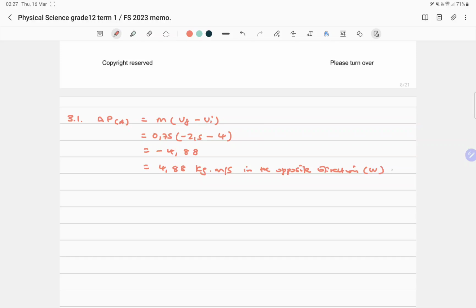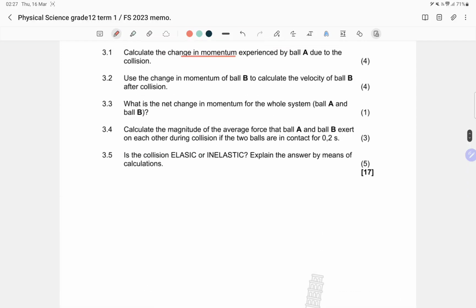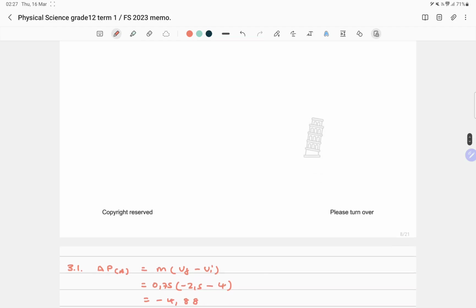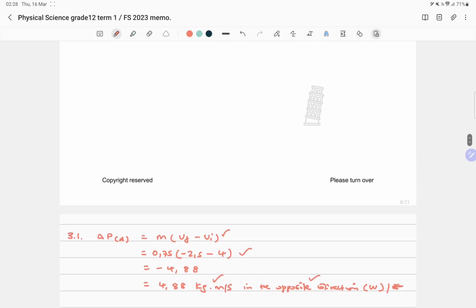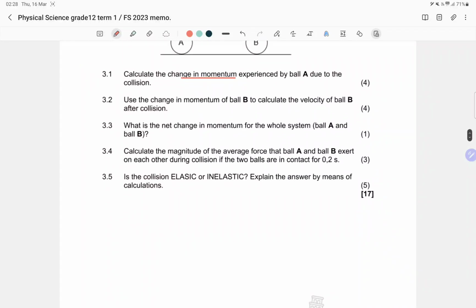Or you can use an arrow directed like that, because momentum is a vector, and here we're not told exactly what to do. So you've got 2 options here. You can say in the western direction or opposite direction, or you can just use an arrow. The last time I checked, an arrow was accepted. I don't know if it is still accepted. So that is the story, guys. So you're getting a mark for the formula, substitution, the answer, plus direction, because it was necessary. So that's why it's 4 marks.